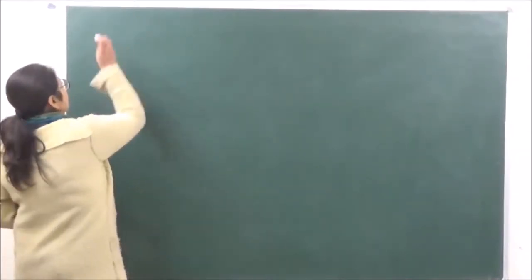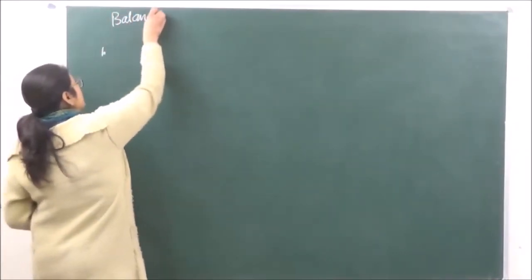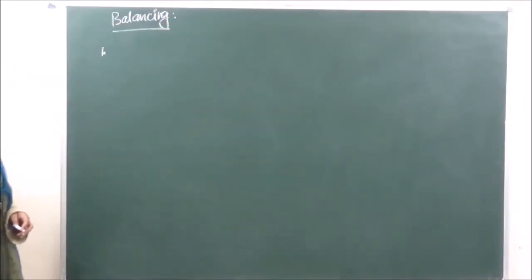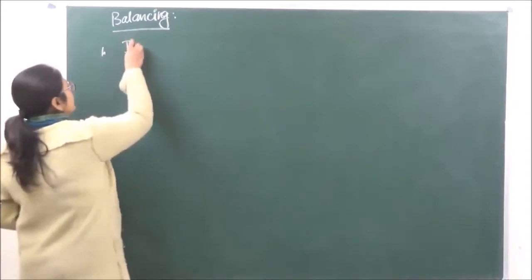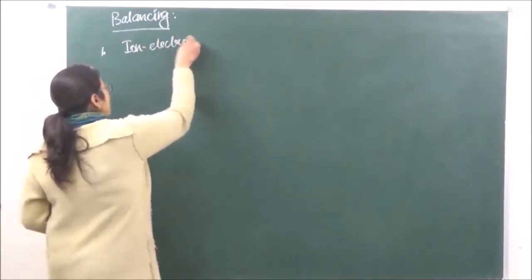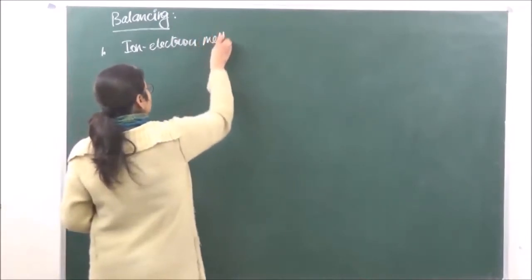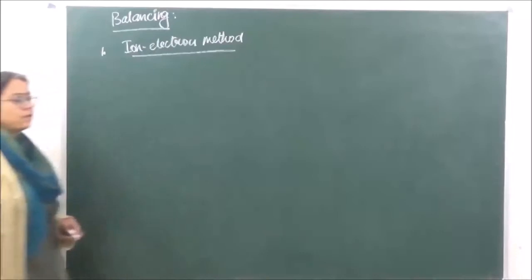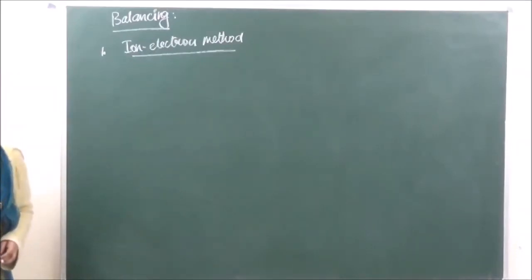The first method is known as the ion electron method. We have balancing of chemical equations. The first method which we have over here is known as the ion electron method. Now, what is the ion electron method?